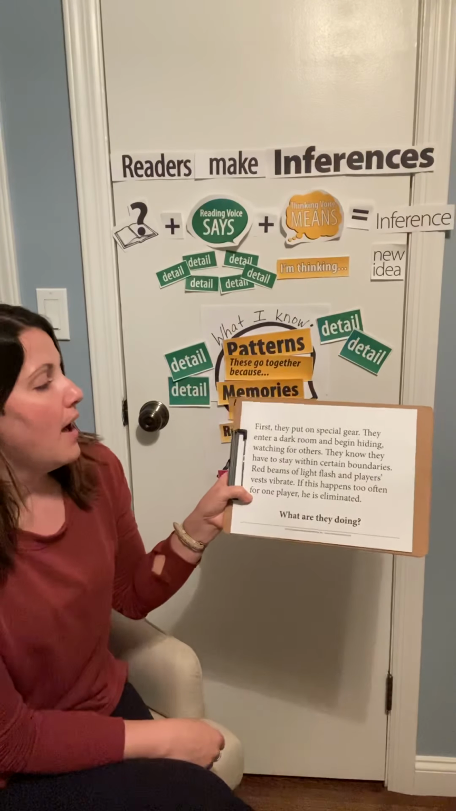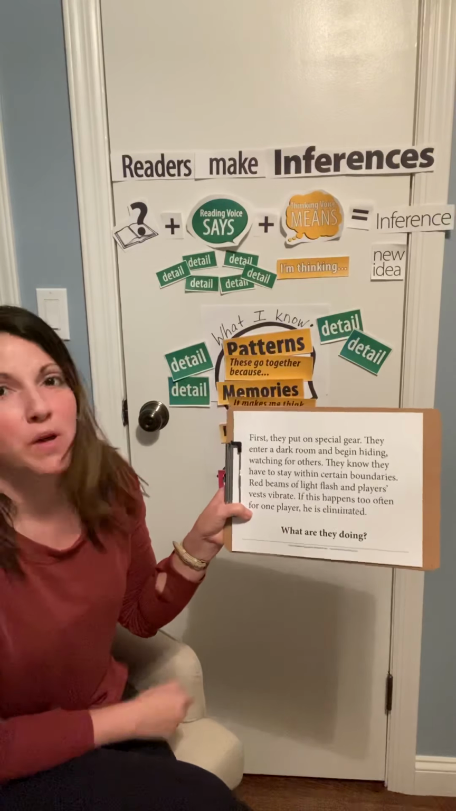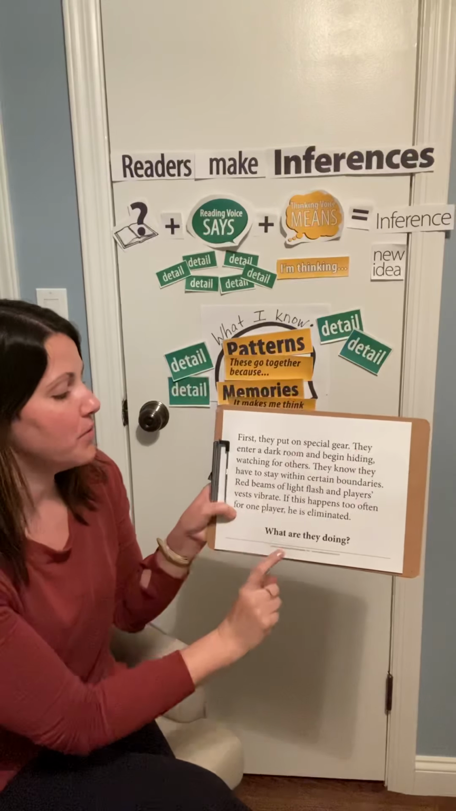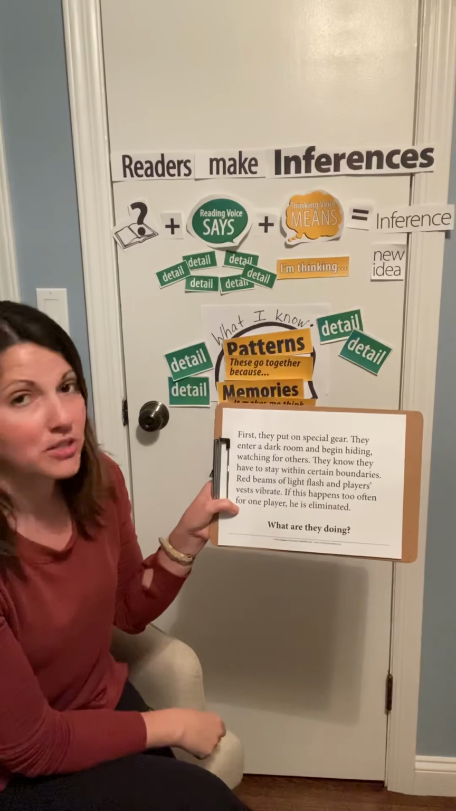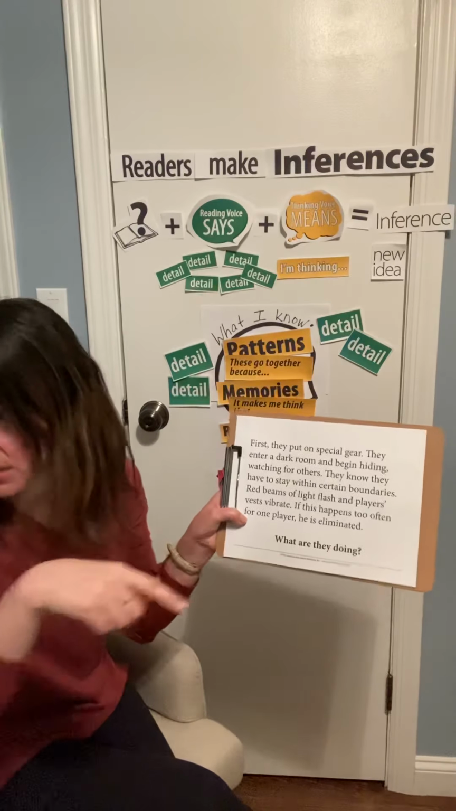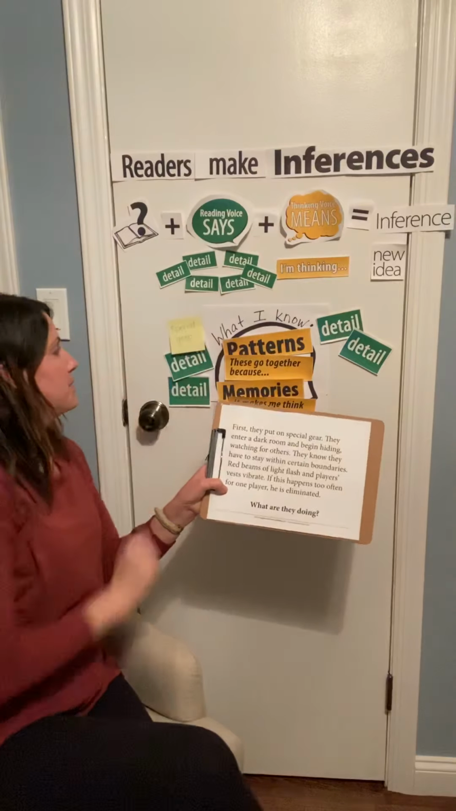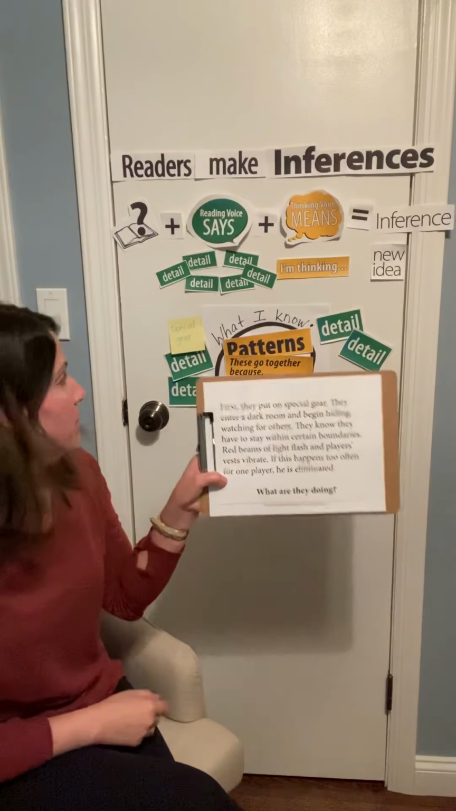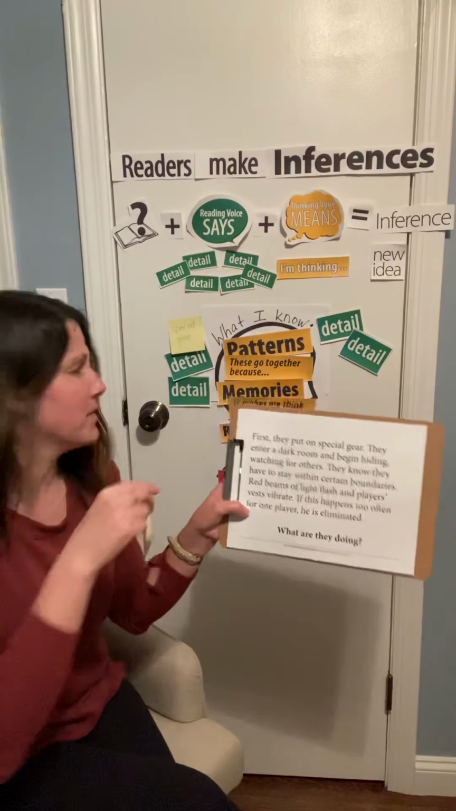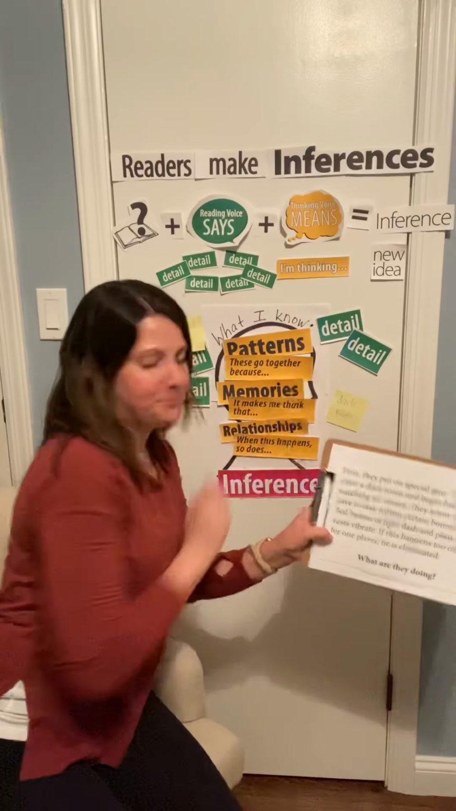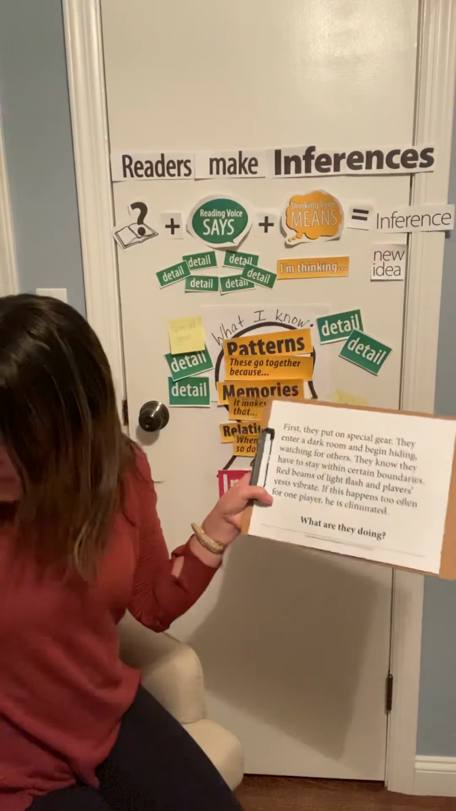All right, so to shorten the time on the video, I wrote out some of my details already, but the way that you would do it is you would reread and think, okay, what details are going to help me answer this question? What are they doing? First, they put on special gear. All right, special gear. I'm thinking about that. Special gear. That's definitely a detail I want to pay attention to. Okay, and they enter a dark room. Ooh, yeah, that dark room part, that sounds important. Okay, and now they begin hiding and watching. Hiding and watching.